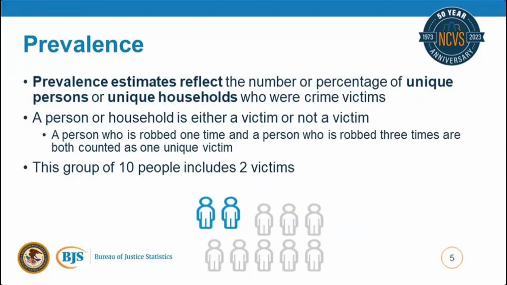Prevalence estimates reflect the number or percentage of unique persons or unique households that were victims of crime. A person or household is either a victim or not a victim. A person who is robbed 1 time counts as 1 victim, but a person who is robbed 3 times is also counted as 1 victim, even though they experienced 3 victimizations. In the figure on the slide, you can see that this group of 10 people includes 2 victims.